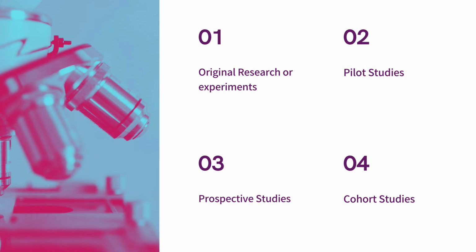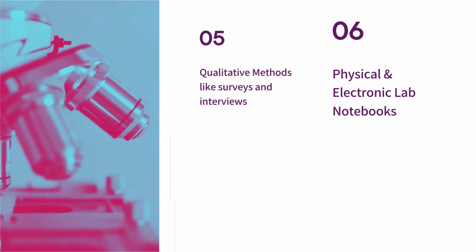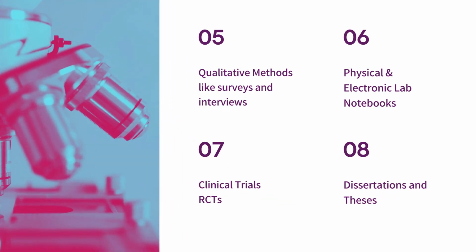Basic science and biomedical primary sources include original research or experiments, pilot studies, prospective studies, cohort studies, qualitative methods like surveys and interviews, lab notebooks, clinical trials and randomized controlled trials, and finally, dissertations and theses.